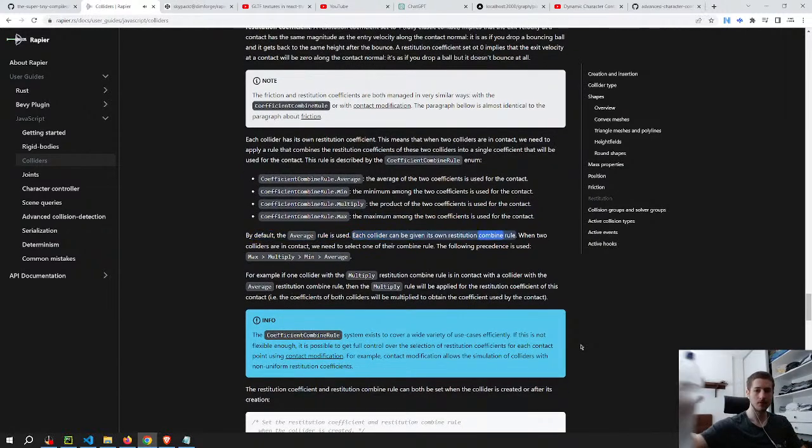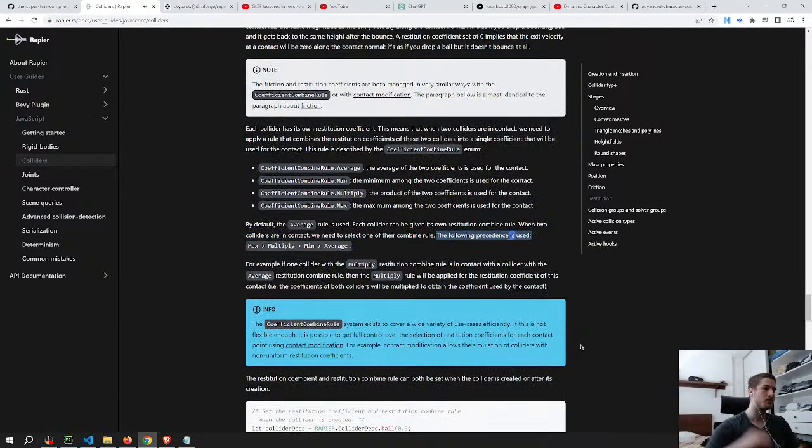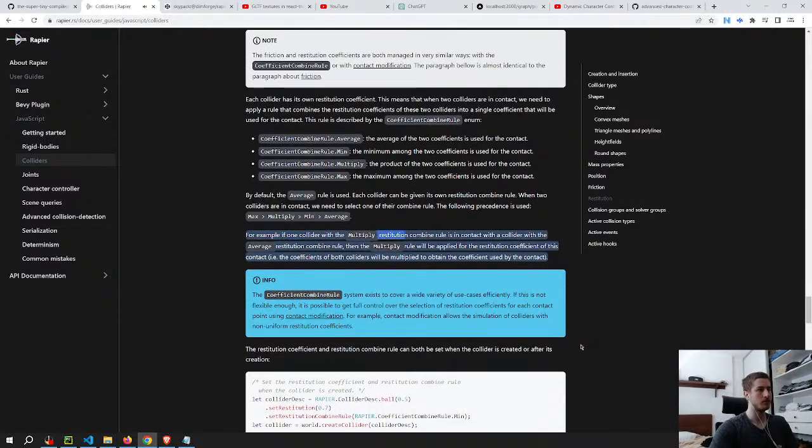Each collider can be given its own restitution combine rule. When two colliders are in contact, we need to select one of the combine rules. The following precedence is used: Max > Multiply > Min > Average. For example, if one collider with the Multiply restitution combine rule is in contact with a collider with the Average restitution combine rule, then the Multiply rule will be applied to the restitution coefficient of this contact, i.e. the coefficients of both colliders will be multiplied to obtain the coefficient used by the contact.